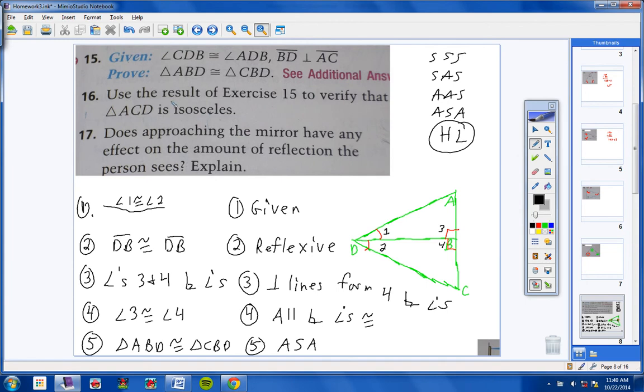Okay, students, let's take a look now at number 16. Now, number 16 is really pretty easy. Think about it. It says, use your result from 15 to verify that this big triangle right here is isosceles, okay? So now think about it. For this triangle here to be isosceles, all that we have to have are 2 congruent sides. Well, students, we just stated that this triangle here is congruent to this triangle here. And remember, guys, once you state that 2 triangles are congruent, all of their parts are congruent.